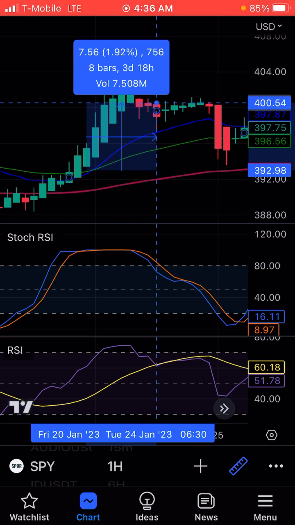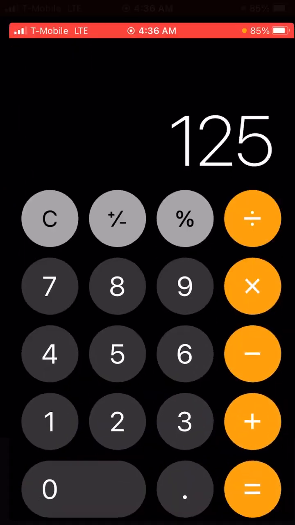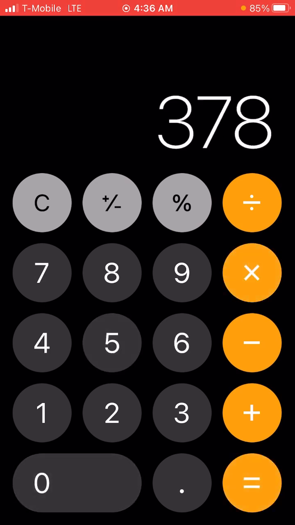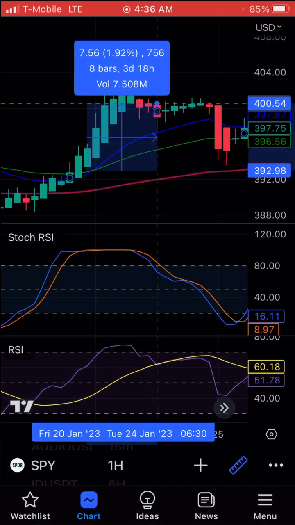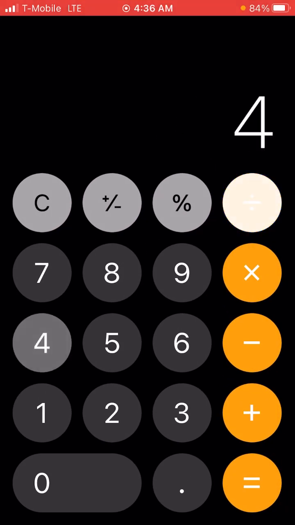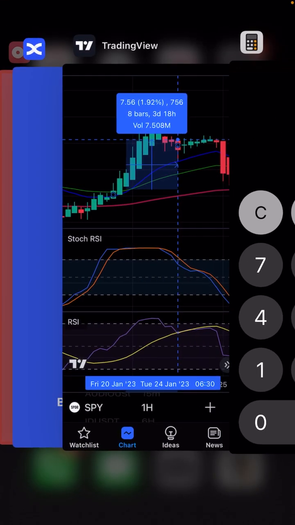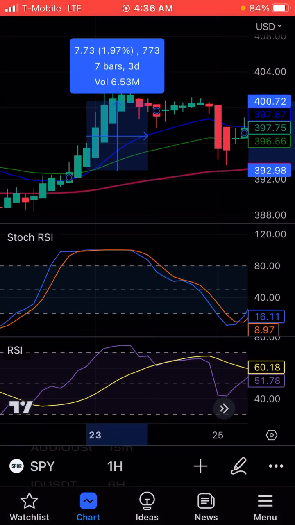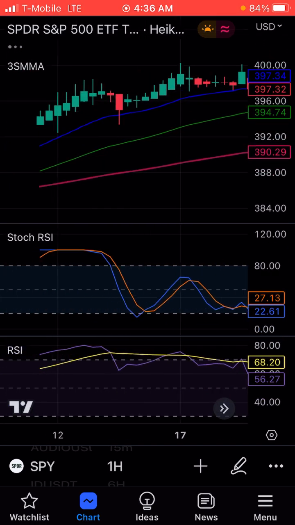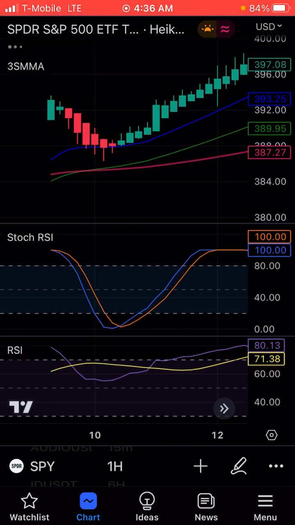This is a 7.56 in, let's just say 4 days. 7.56 times 50 is 378 in 4 days. That's about $100. So this strategy looks to be around $100 a day if you can apply it. Let's do one more.